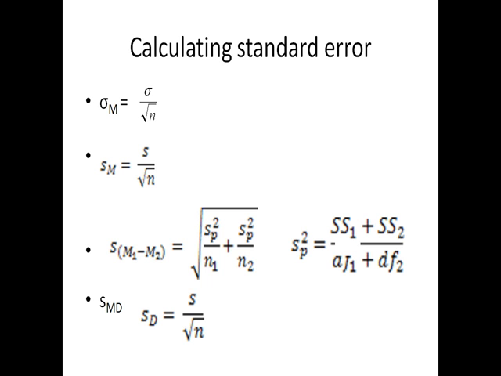And here I have the formula for pooled variance as well. So remember that for the independent groups t-test, when we're calculating that, we had to do an additional step. Before we could calculate the estimated standard error of the mean, we first had to calculate the pooled variance. So it was a little more complicated.